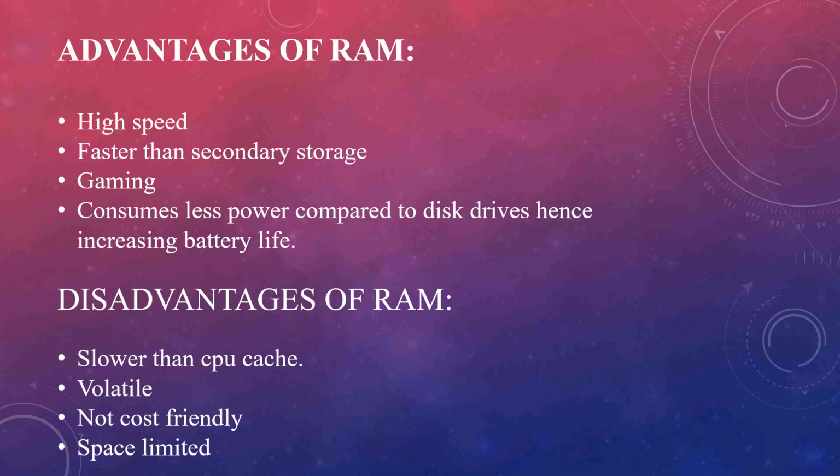Next are the advantages of RAM. It is high speed, faster than secondary storage, and consumes less power compared to a disk drive, which increases battery life. The disadvantages are that it is slower than CPU cache, volatile, and not cost friendly.